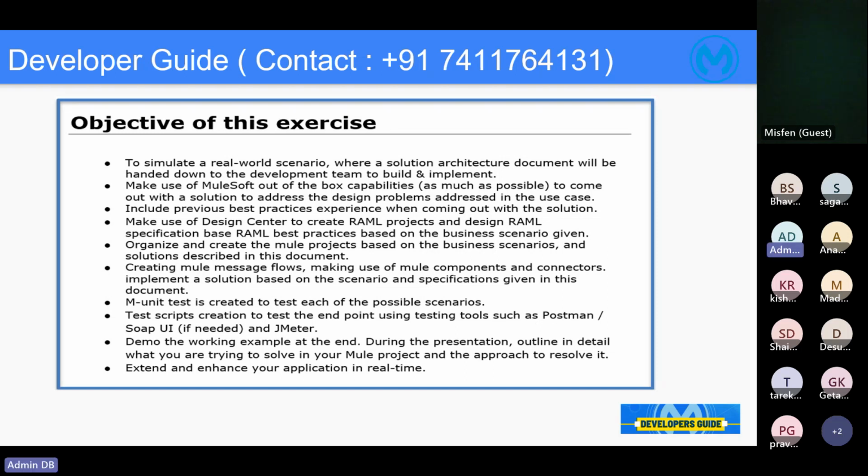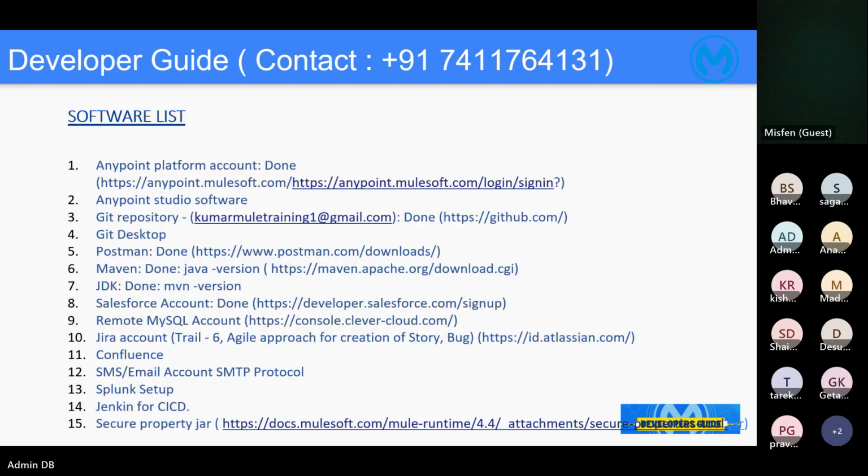Coming to the next part, this is the software list we are going to use in this project. We'll create an Anypoint Platform account, install Anypoint Studio, and create an account on the central Git repository. Then we will use Git Desktop. This Git Desktop is a tool which we can use to manage our Git repository. Either you can use the command prompt or Git Desktop, both work the same way.